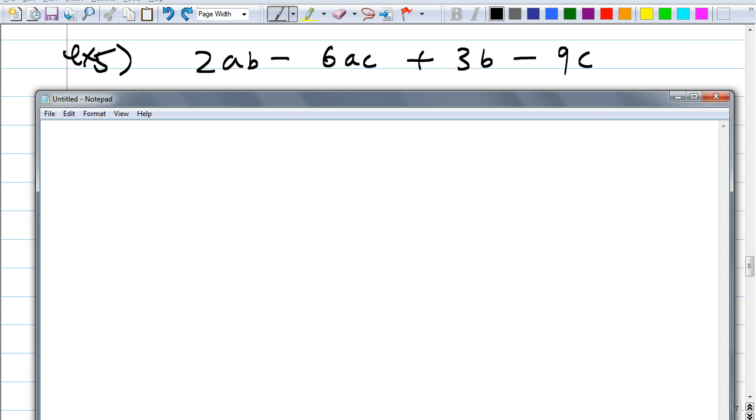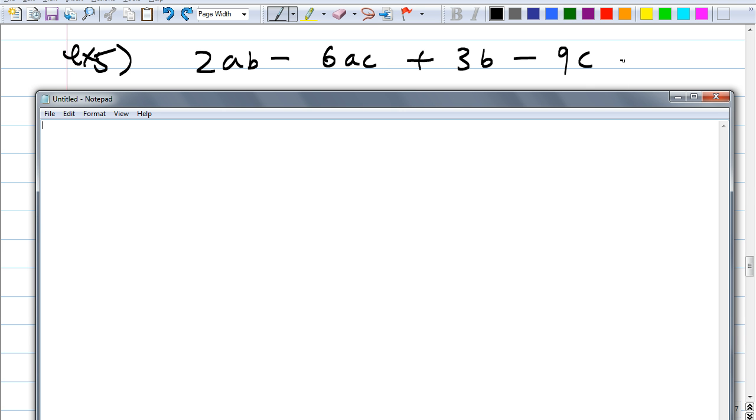How come I don't want to group the 2ab and -9c? That would be a bad idea. Why would that be a bad idea? Yeah, because they can't be productive. There is no GCF within those 2 terms. But the first 2 terms have a GCF, don't they? What about the last 2 terms? So I think that's a good idea. Does that make sense?